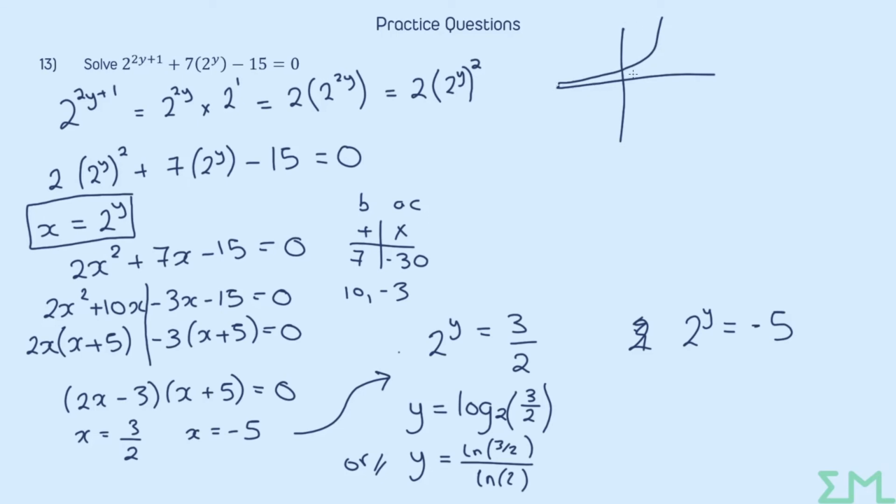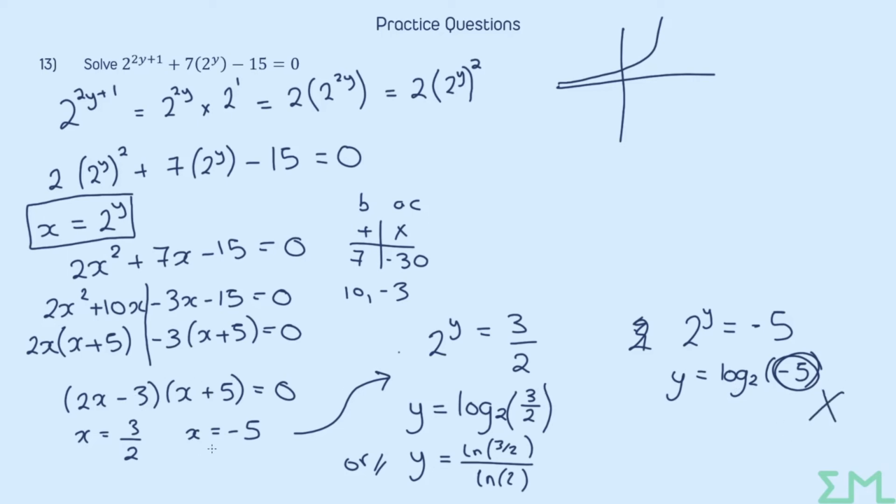What value could we put in that gives us a negative answer? Well, there's nothing down here. There is no negative outcome for powers. That's not possible. And even if we didn't realize that yet, and we were like, oh, okay, so y equals log base 2 of negative 5, hopefully at that point, as soon as we see a negative inside the log, we realize we cannot do it.